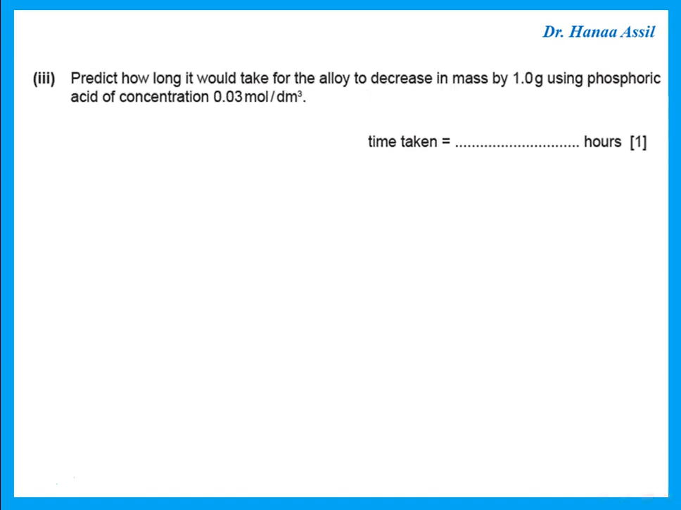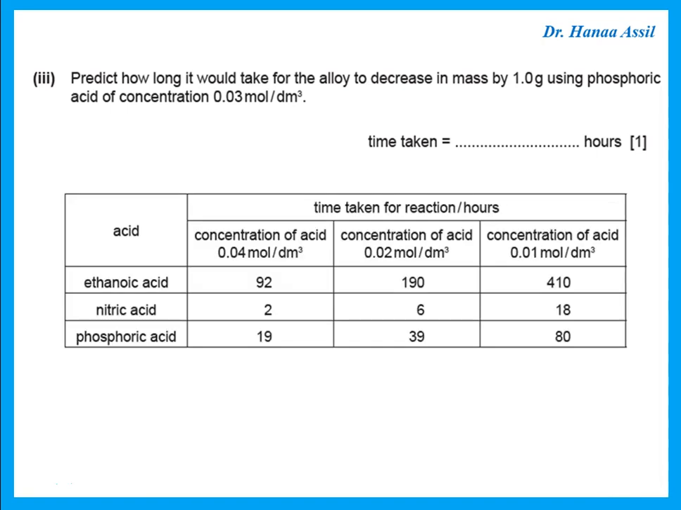Predict how long it would take for the alloy to decrease in mass by 1 gram using phosphoric acid of concentration 0.03. Where is phosphoric acid? So he used concentration 0.04, 0.02 and 0.01. So if he's using 0.03, it is somewhere in between the 19 and 39. So let's say 29 hours. So this is an estimation, somewhere in between.